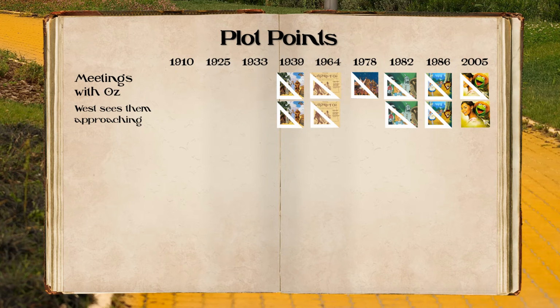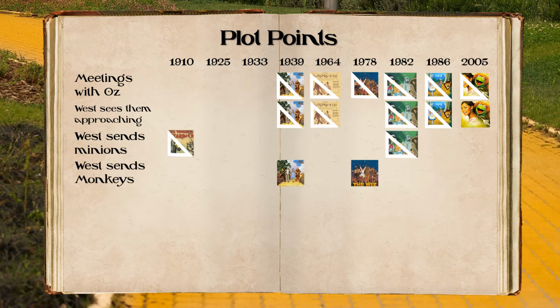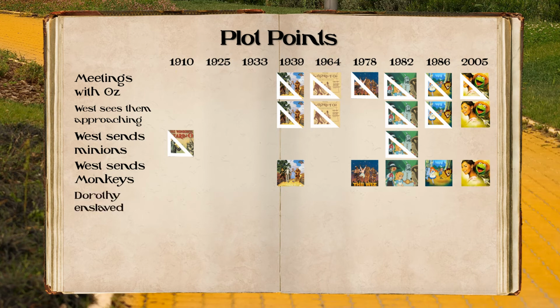The witch sends minions, wolves, crows, bees, Winkies, to attack the companions only in 1910 and 1982, but not with all 4. In 1910, the witch goes herself to attack the group with a bunch of people assumed to be the Winkies, but no other minions. In 1982, she sends wolves and crows, but not the others. She sends the flying monkeys after the companions in '39, '78, '82, '86, and '05, joining them in 2005.